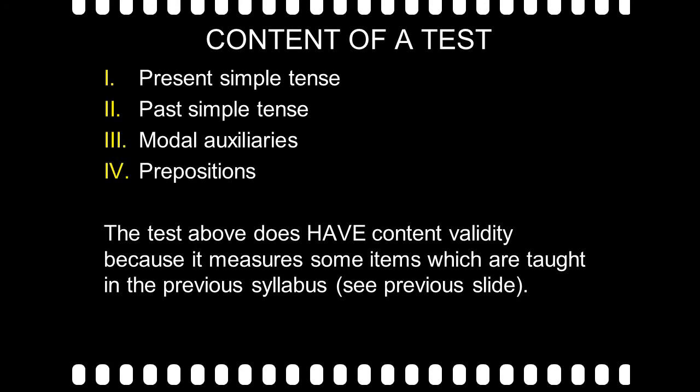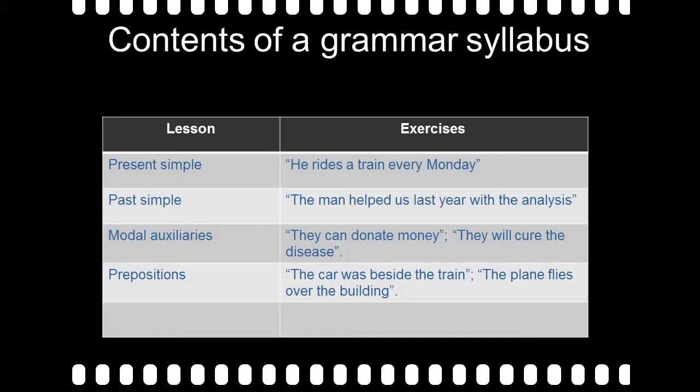Now this other test measures present simple tense, past simple tense, modal auxiliaries, and prepositions. Now this one does have content validity because it measures some items which are taught in the previous syllabus. See, the content of the test is like this: present simple tense, past simple tense, modal auxiliaries, and prepositions. And you can match this against the content of the syllabus here. It contains present simple, past simple, modal auxiliaries, and prepositions.